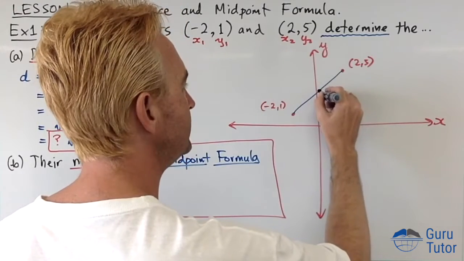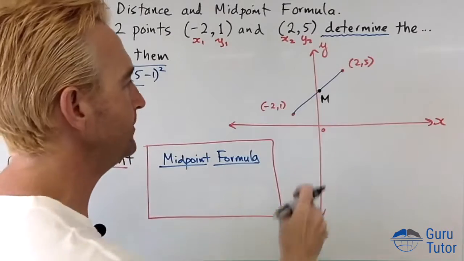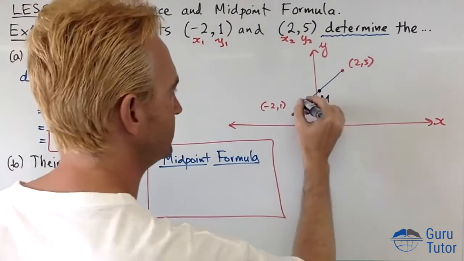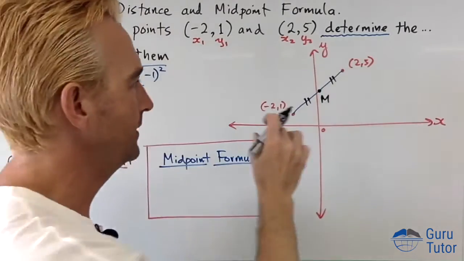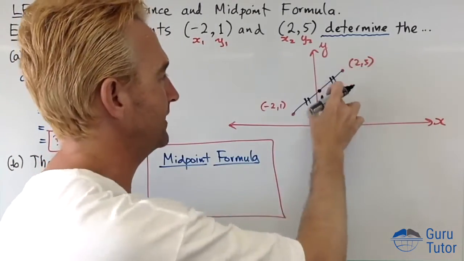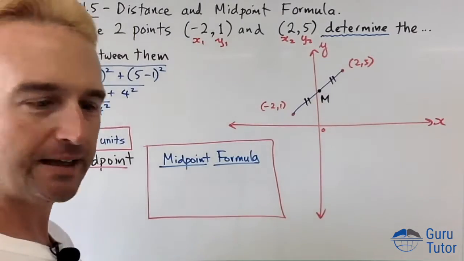In the midpoint, we usually use a capital M. And how can I show on my diagram that that is the midpoint? I can do like tick, tick, tick, tick like that to show that that length is equal to that length, so M must be right in the middle. So that is what midpoint is, and it has a formula.